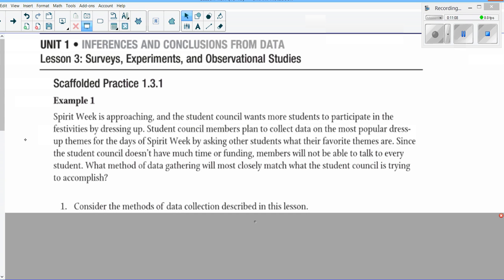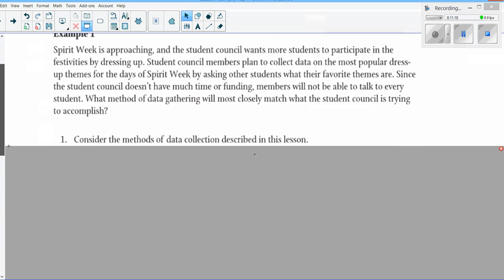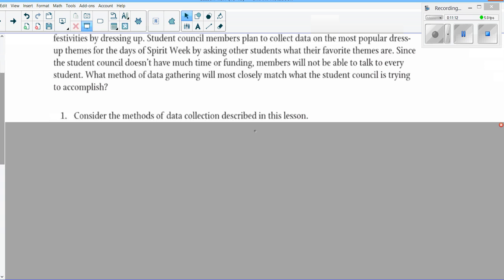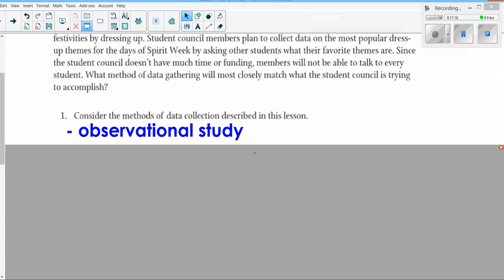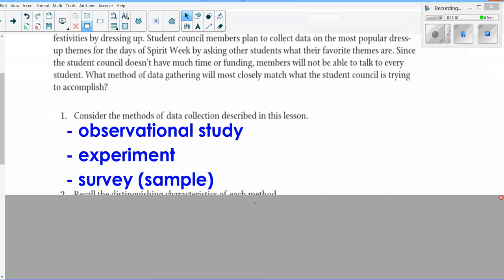So in this one, we're going to take all the steps that the book likes to lay out. It says, consider the methods of data collection described in this lesson. So here are your 3 methods, so write all 3 of them down. So we're deciding which of these 3 is most appropriate. Does it seem like it would be a good observational study, an experiment, or a sample survey?